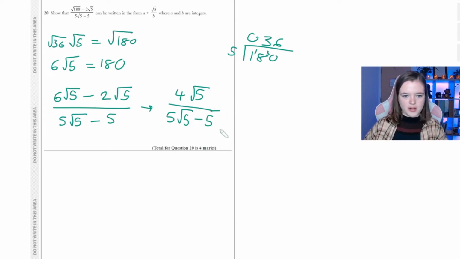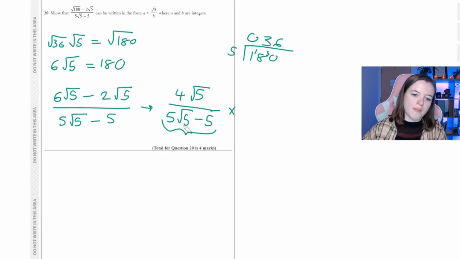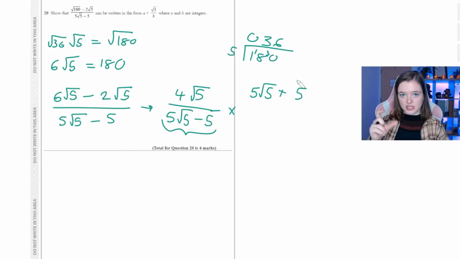Okay. Then I'm going to rationalise this. So there are 2 things on the bottom down here. 2 things, which means you need to times it by those 2 things, 5 root 5 and 5. But you need to change the sign. And that's going to make your surds on the bottom cancel out. That's what we want.